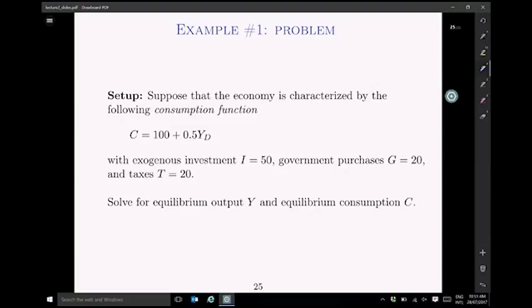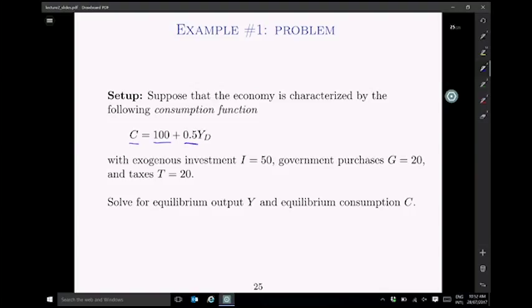So this question here is, suppose we give you a particular consumption function, right? Still the linear one, autonomous consumption 100, marginal propensity to consume a half, disposable income is this YD. We'll give you exogenous investment, that's 50, government purchase G 20, and taxes 20. We ask you to solve for equilibrium output and equilibrium consumption.